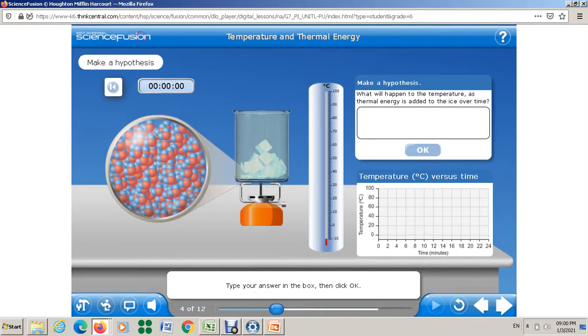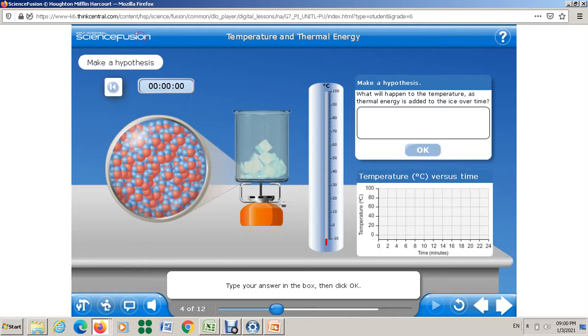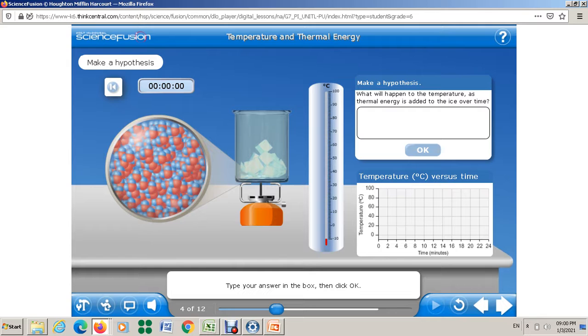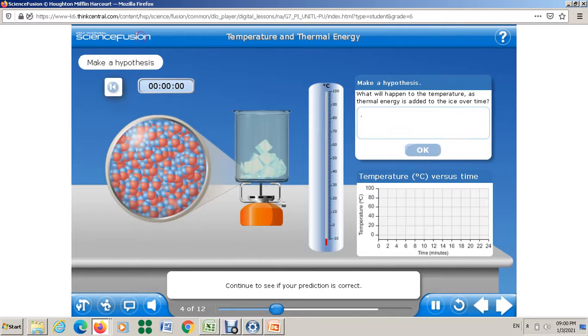Okay, let's ask our question or put our hypothesis. What will happen to the temperature as thermal energy is added to the ice over time? For example, if you have this experiment, you have the beaker and you have ice in the beaker, and you start to warm up this beaker and start to give it heat energy. Okay, what's going to happen to the temperature? We want to know this. First, write your hypothesis. What do you think? What do you expect at the beginning? Okay, continue to see if your prediction is correct.